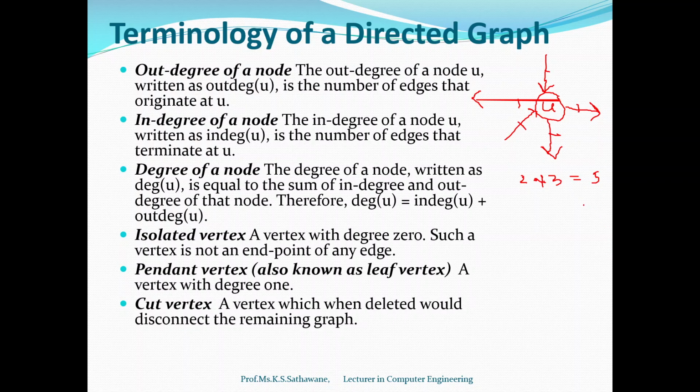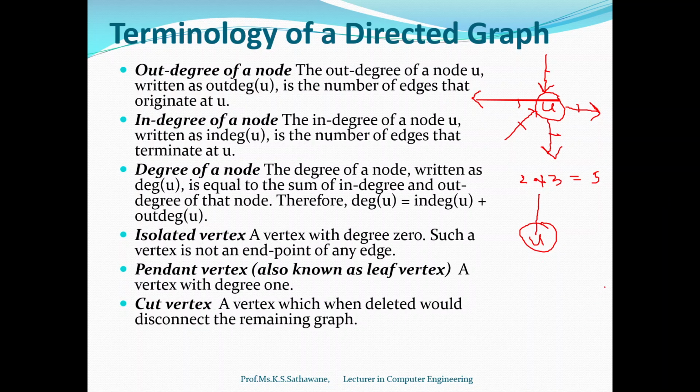Now isolated vertex. A vertex with degree 0 is called an isolated vertex. Such a vertex is not an endpoint of any edge. Means what? There is a vertex existing but no edge is connecting to the vertex. So it is called an isolated vertex. Second is a pendant vertex, also known as leaf vertex, with a degree 1. So it is a pendant vertex.